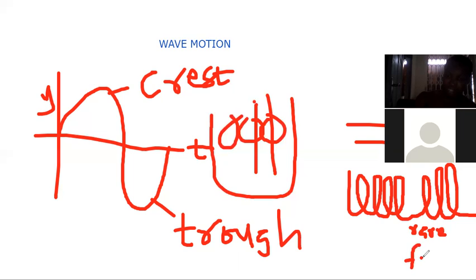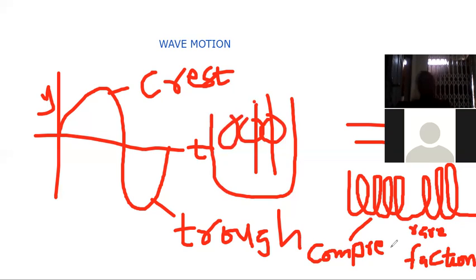Can you please see the writing? The side which is compressed, we call compression. This is analogous to the crest and the trough. Are you getting it? The crest and the trough. So in this case, the compression.